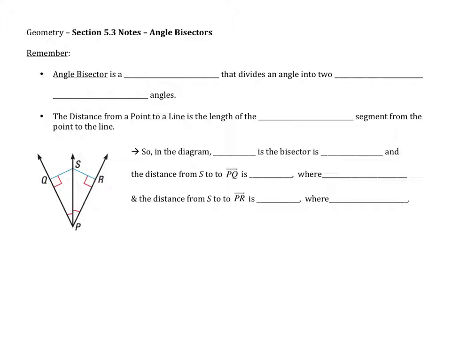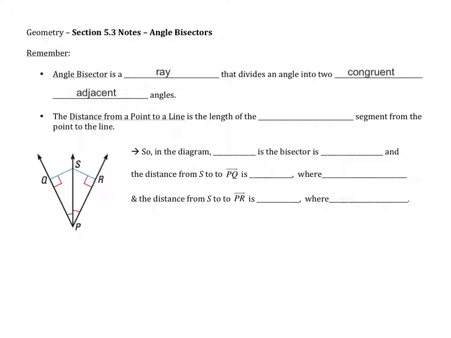Section 5.3 is about angle bisectors in a triangle. Let's first remember what an angle bisector is. An angle bisector is a ray that divides an angle into two congruent adjacent angles. Remember, adjacent means that they are sitting next to each other, sharing a vertex.